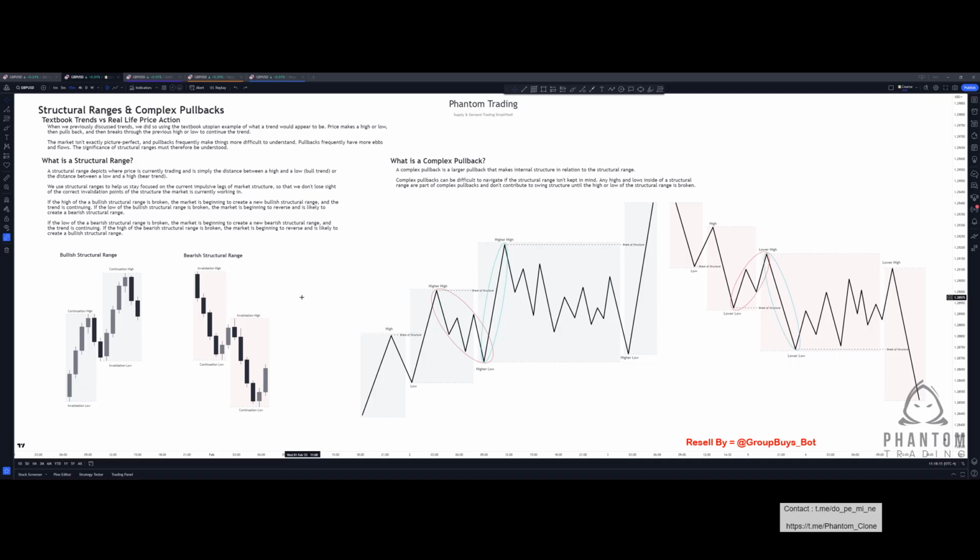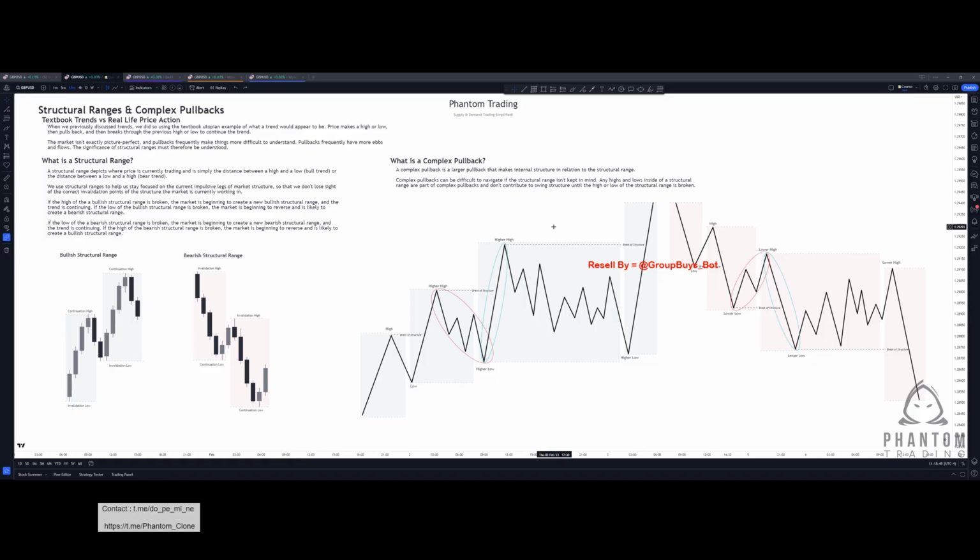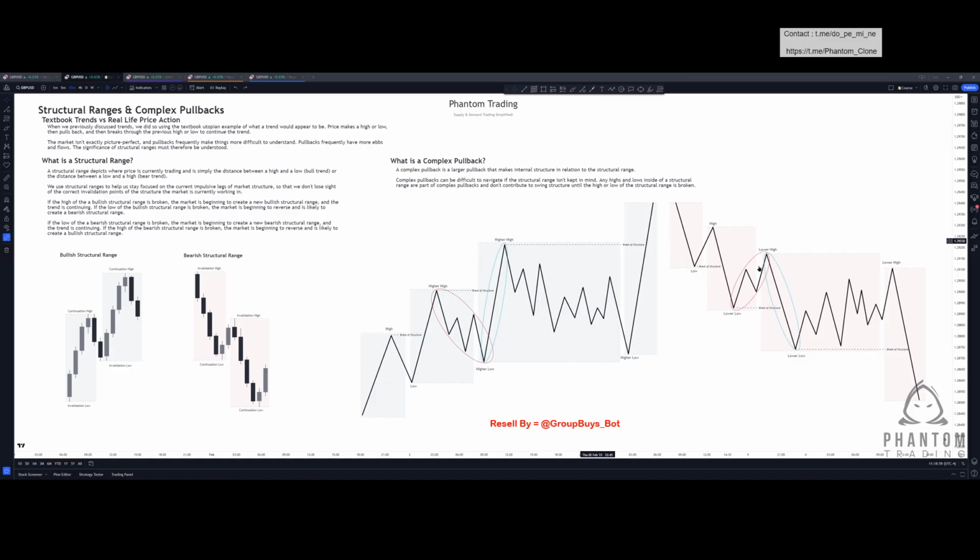A complex pullback is a larger pullback that makes internal structure in relation to the structural range. In some ways, you could call it structure within structure. Complex pullbacks can be difficult to navigate if the structural range isn't kept in mind. Any highs and lows inside the substructural ranges are part of complex pullbacks and don't contribute to swing structure until the high or the low of the structural range is broken.